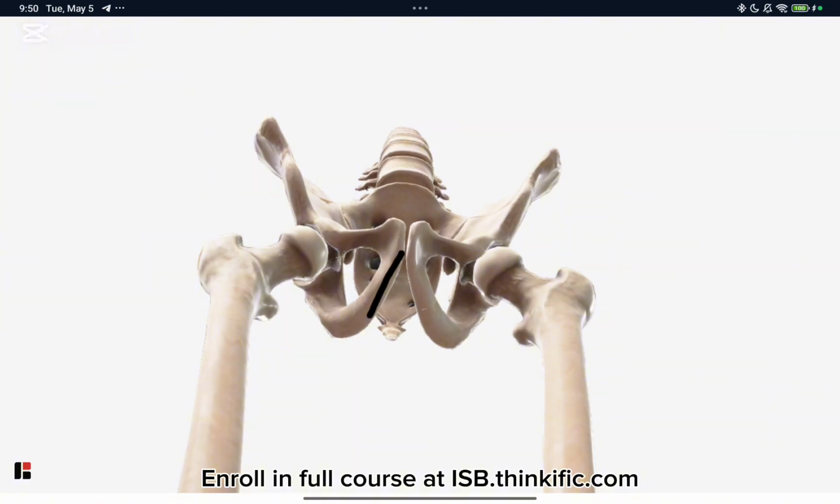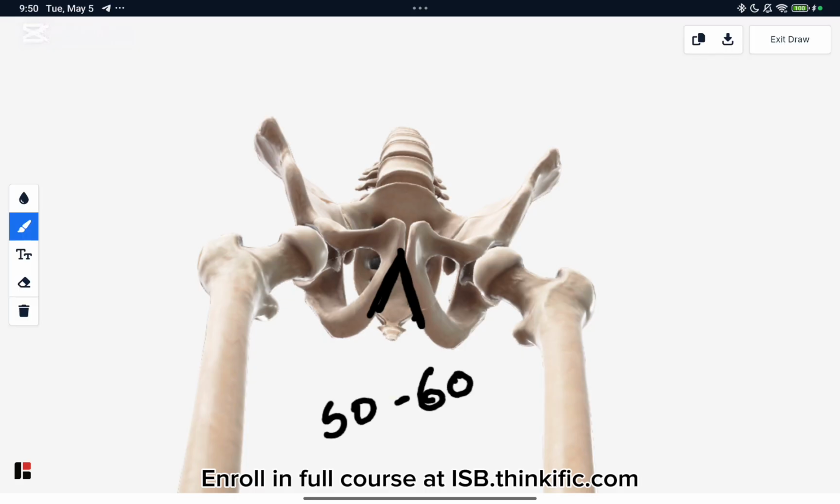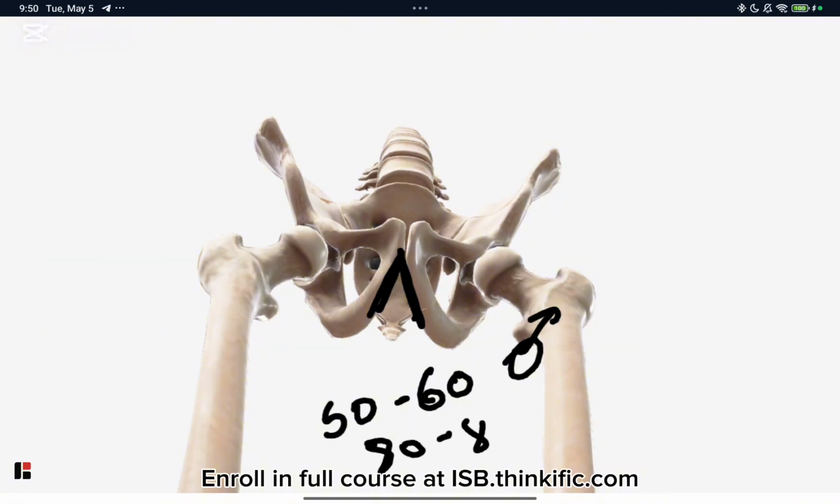Actually, the angle of the pubic arch in the male is less. It's about 50 to 60 degrees in the males, whereas in the females, it's wider. The angle is larger. It is actually much larger, 80 to 85 in the females. Again, this will broaden the pelvic outlet and ease the passage of the baby through the birth canal.